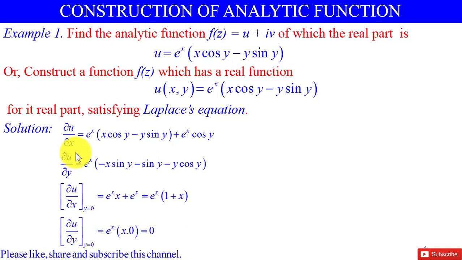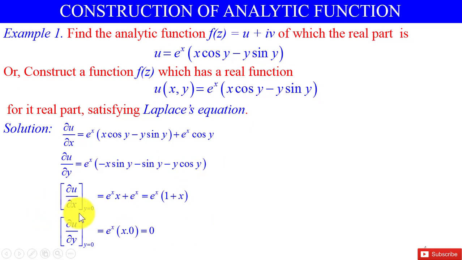Del u by del x, here u is equal to e raised to the power x into x cos y minus y sin y. So, del u by del x, partial derivative of u with respect to x, is equal to e raised to the power x into x cos y minus y sin y plus e raised to the power x cos y, and del u by del y is equal to e raised to the power x into minus x sin y minus sin y minus y cos y.